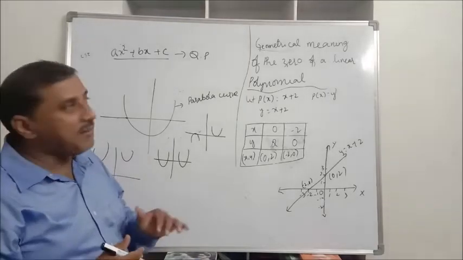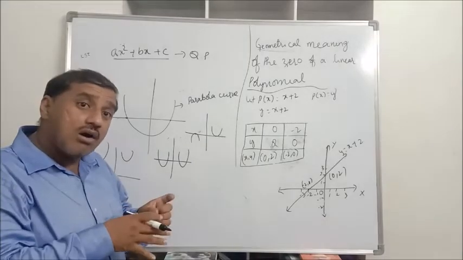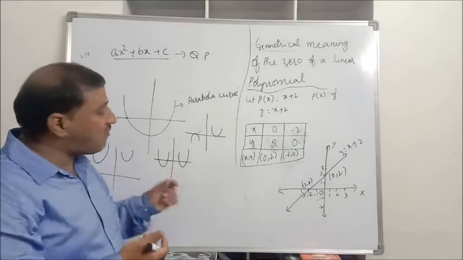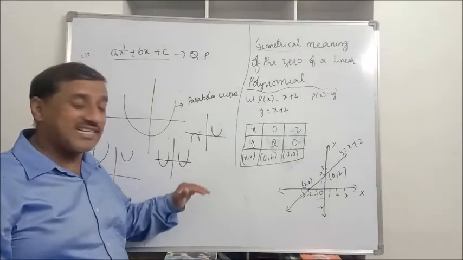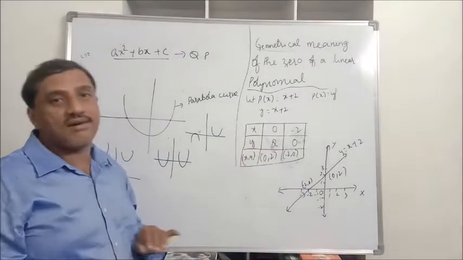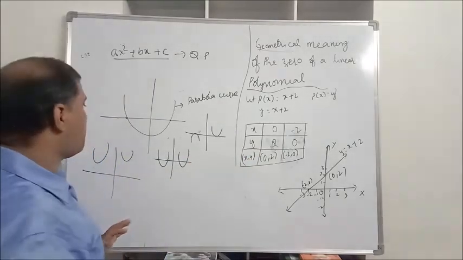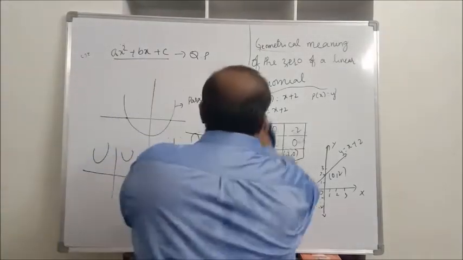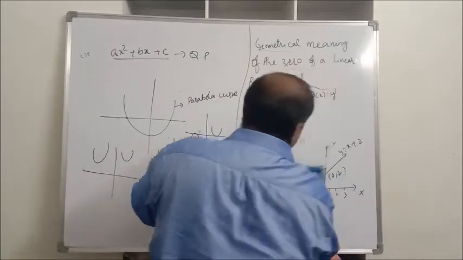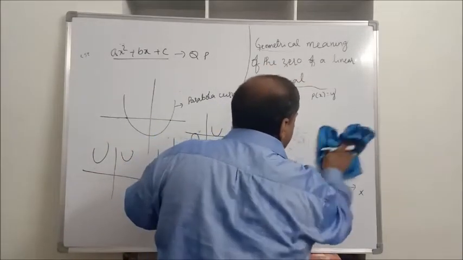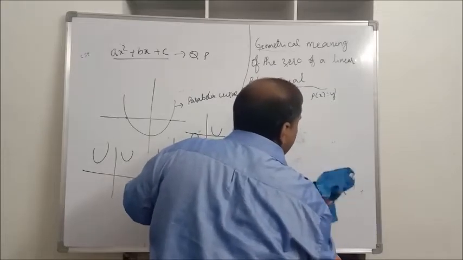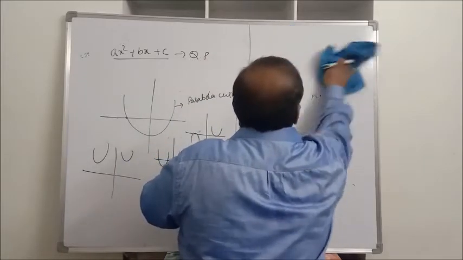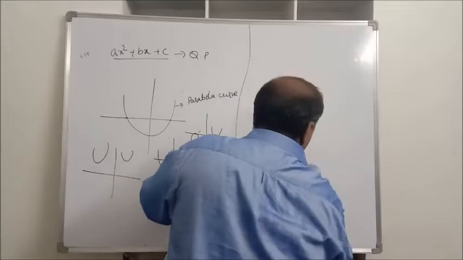What is the geometrical meaning of zero of a polynomial? The x coordinate of the point of intersection of the graph of a polynomial with the x-axis is known as a zero of the polynomial. Similarly, for a cubic polynomial, the graph will intersect the x-axis at 3 places at most. Why? Because its degree is 3, so it has 3 zeros and 3 factors.